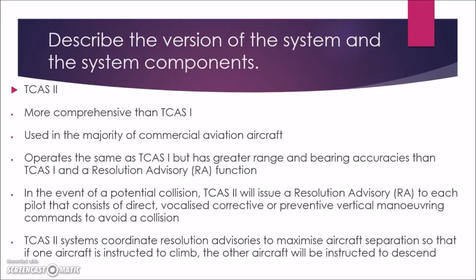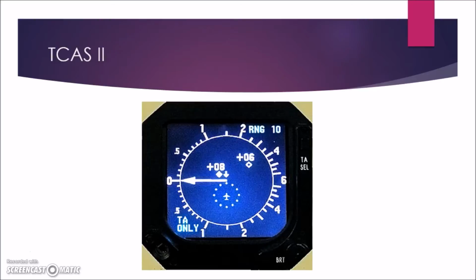The TCAS 2 system coordinates resolution advisories to maximize aircraft separation, so that if one of the aircraft is instructed to climb, the other aircraft will be instructed to descend. This is an example of TCAS 2.